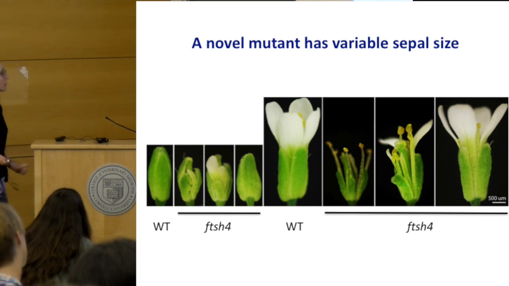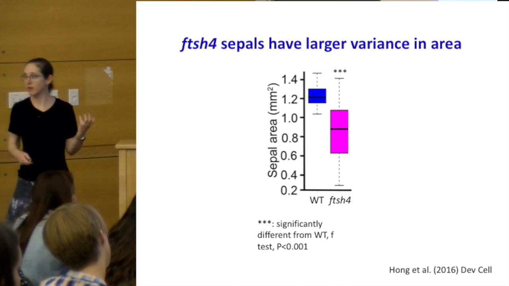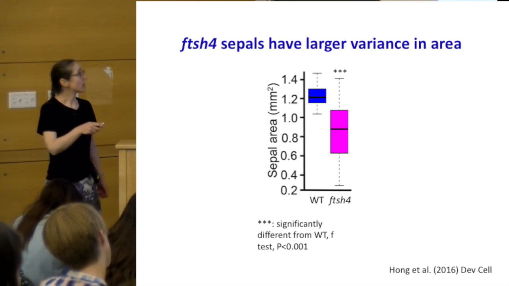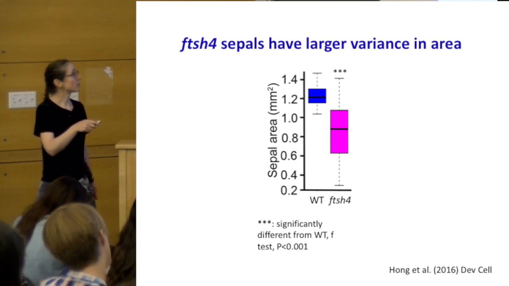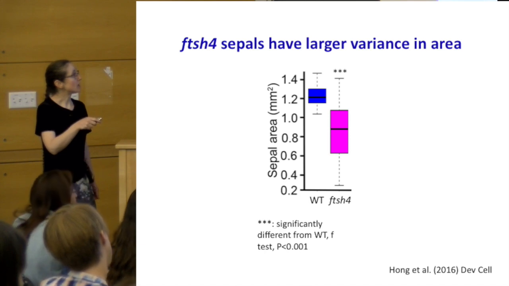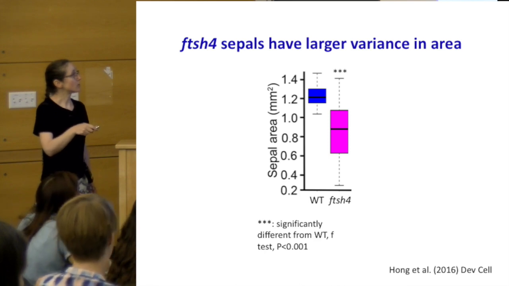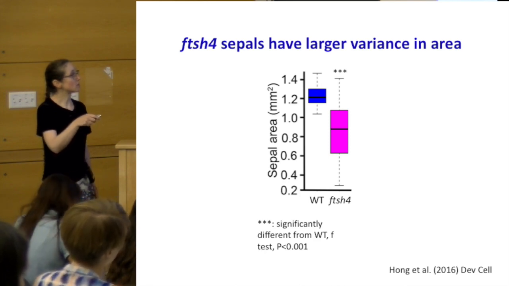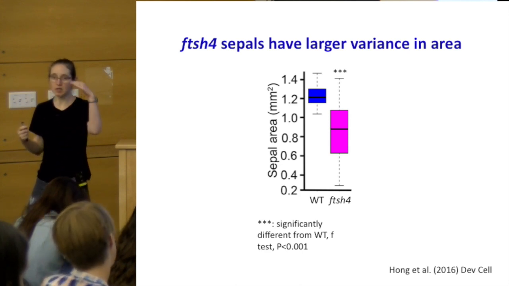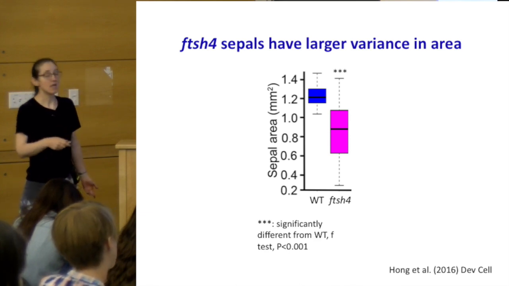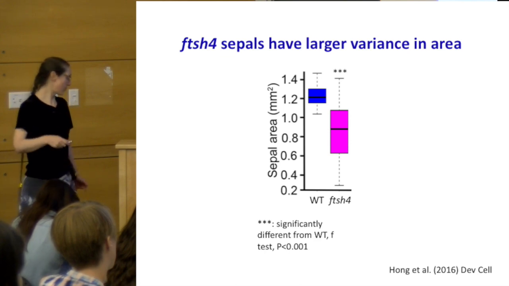OK, so first we wanted to quantify this and say how variable is the size. So we've got a box plot here where we've got sepal area, and we've got wild type in blue and FtsH4 in magenta. And so here's wild type. You can see that the size is not very variable. It's pretty tightly constrained. Whereas in FtsH4, the overall average size is smaller, and there's a ton more distribution in size. And the average size is smaller because we have some sepals that are equal to wild type and some sepals that are smaller, so that's going to average out to smaller. OK, so it nailed variability, just like I said. It's got a ton of variability in size.